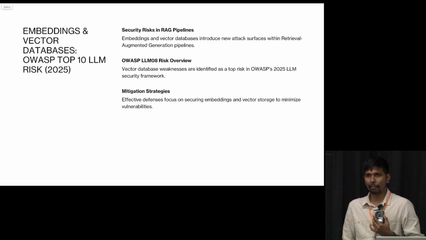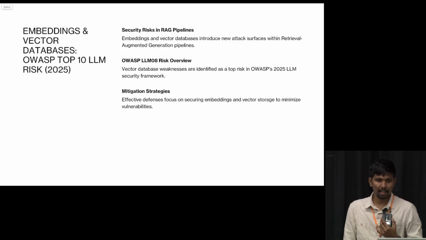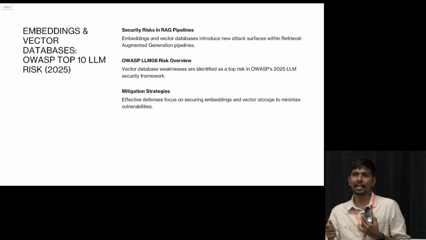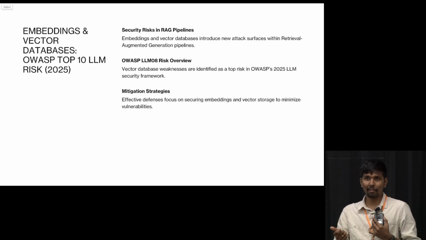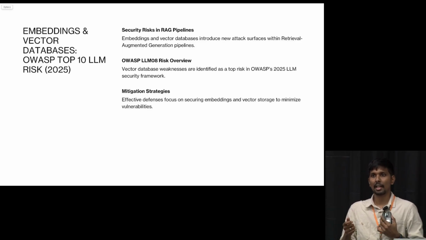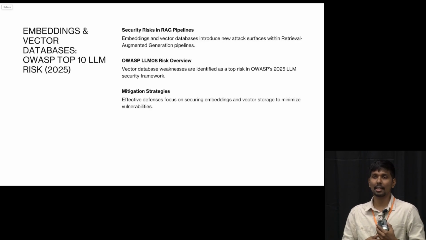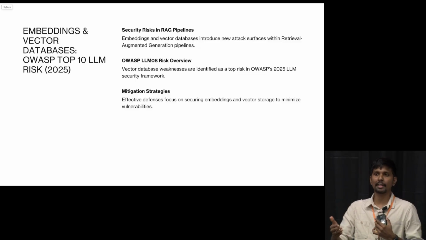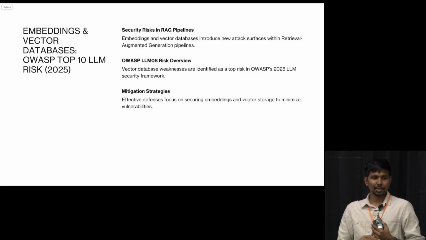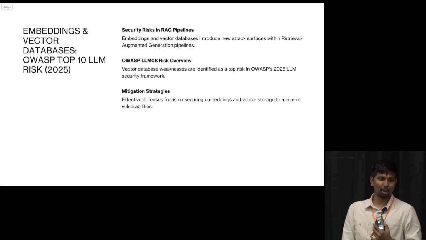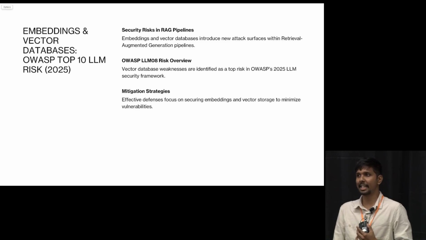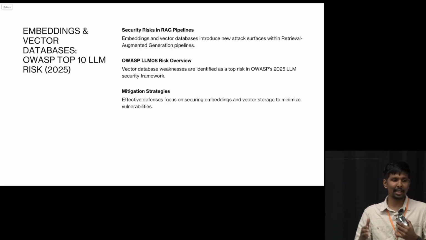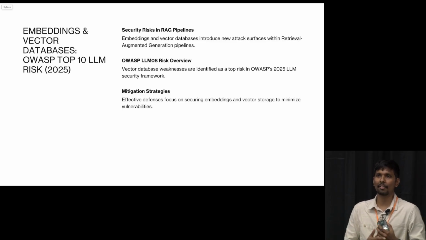OWASP is a non-profit, community-driven organization. It was initially started for web applications, but they have introduced a top 10 vulnerabilities for LLMs, and number 8 talks about all the security vulnerabilities and research that has been done up to 2025. I think they previously released on 2023. That's what I'm going to talk about here. They've also discussed some of the mitigation strategies, how software engineers building AI solutions can mitigate risks, and strategies for securing their data.